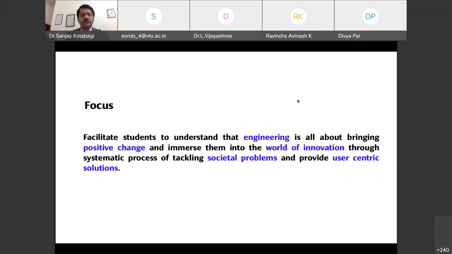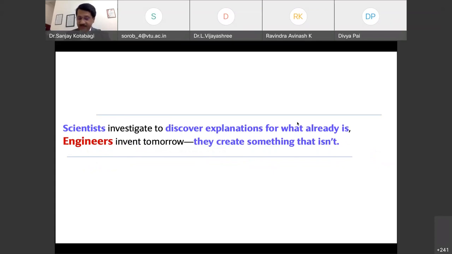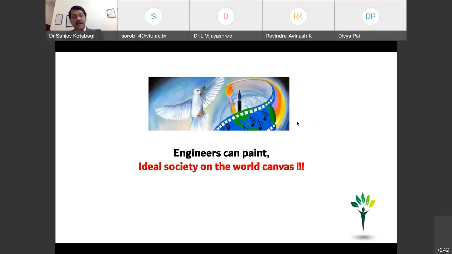So now the objectives are clear, the focus is set. Now we can really tell them that it is engineers who would create something that is not available. That means innovation is the main responsibility of the engineers to bring in, so that they can really create an ideal society on the world canvas. That is possible. So we can really encourage students by taking them through this understanding.